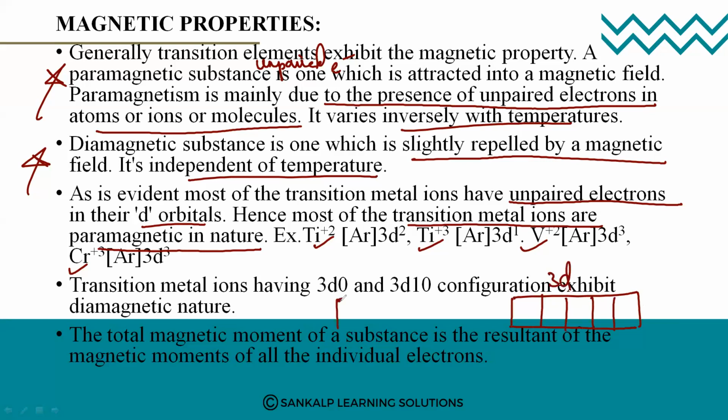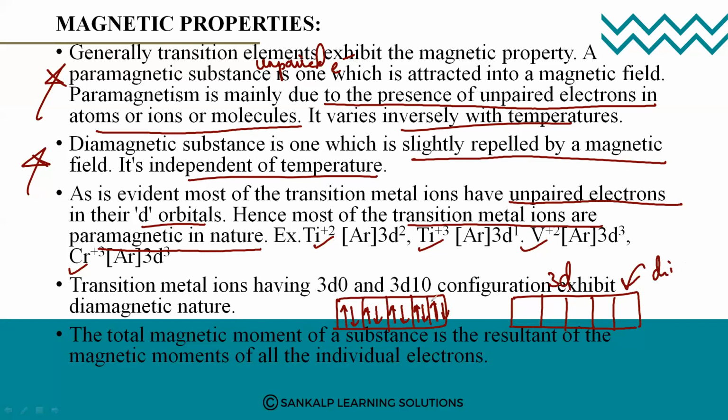And 3d10 means what? 3d10 means all the 10 electrons are filled. So you can see, when there are 0 electrons, is there any unpaired electron present? No. So they will show diamagnetic property.